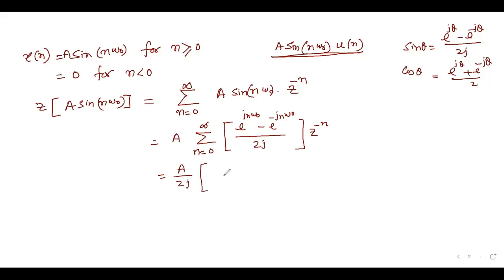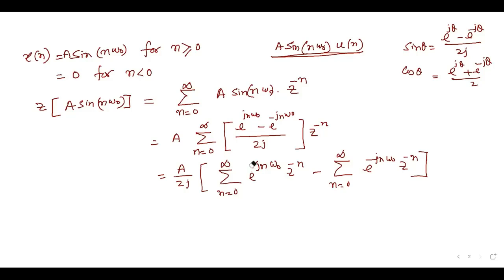We have two sums. One sum is from n equal to 0 to infinity of e to the power j n omega 0 z to the power minus n. So a by 2j times this sum, and then the sum from n equal to 0 to infinity of e to the power minus j n omega 0 z to the power minus n. Is that okay? Sir, in the earlier one there will be no minus, in the power. Yes, that's okay. Okay, this is very good.